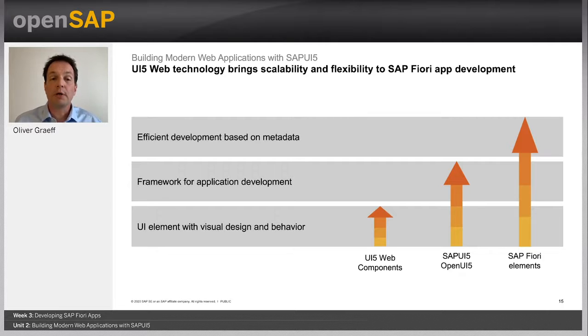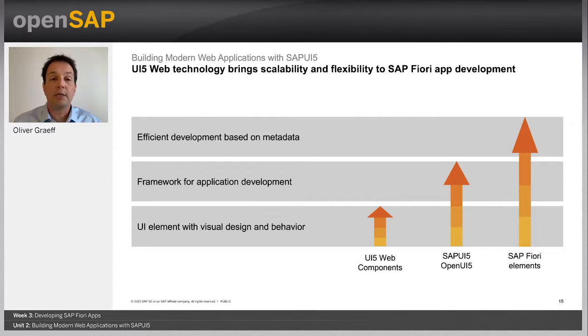So now we have talked about two different options, and there's actually a third option. Let me help you to decide what's the difference and when to use which option. Let's start from the bottom. The minimal thing you want to have is some Fiori design and maybe some behavior. Remember the date picker I showed you. UI5 web components bring exactly that. If you're an application developer, you might want to have more. You might want to have a full application framework with features like navigation and data binding. Then SAP UI5 is the right choice.